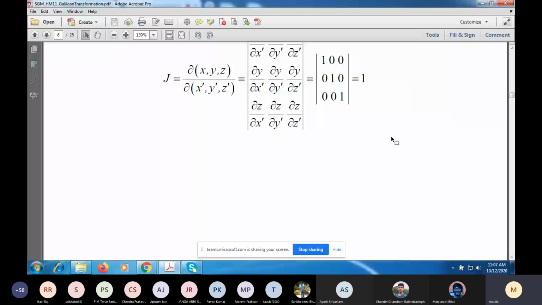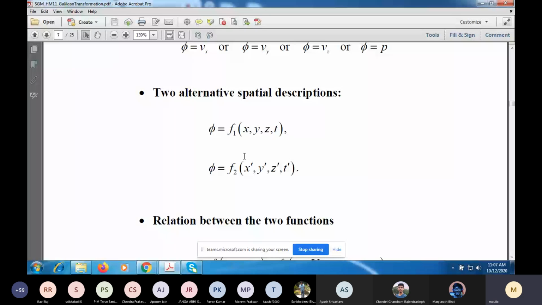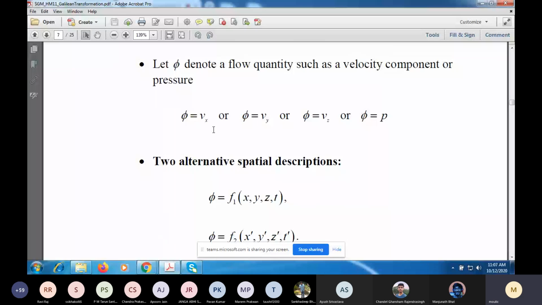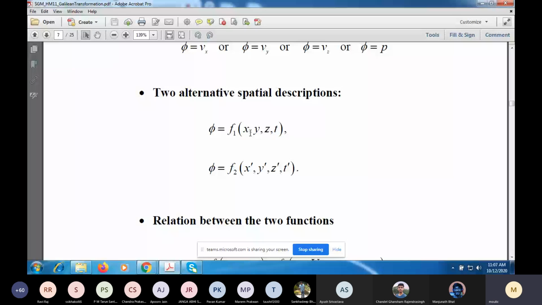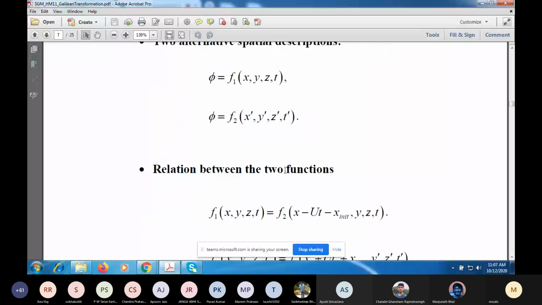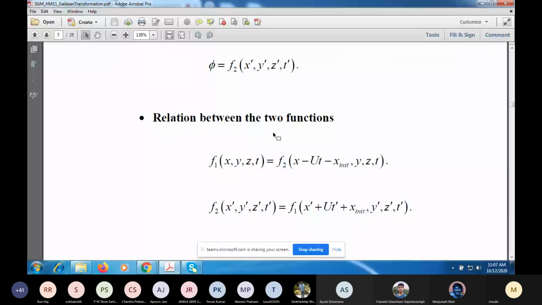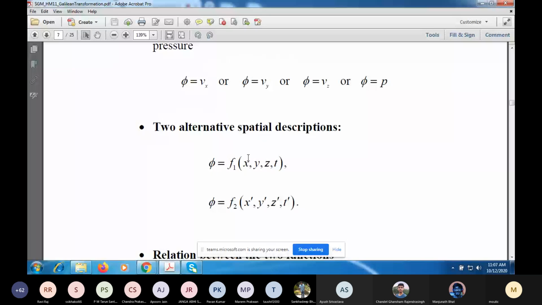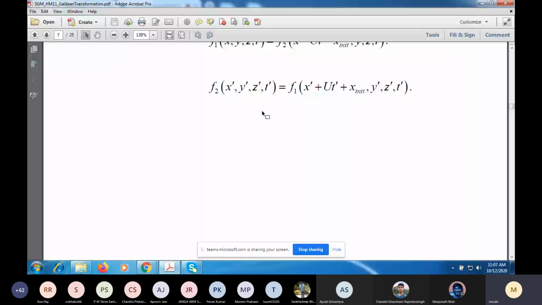So you have two alternative spatial descriptions. Any flow variable phi, which can be Vx, Vy, Vz, or the pressure P, can be expressed as a function f1 of x, y, z, t, or another f2 of x prime, y prime, z prime, t prime. And while you can find the relation between the functions simply by substituting this transformation here, it's easier to use the chain rule to find a relation between the derivatives.